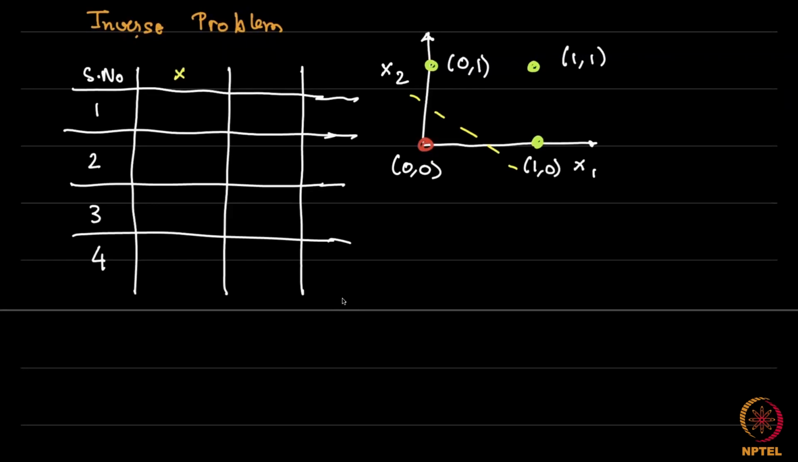So here is X. If it is 0, 0, then the output is 0. If it is 1, 0, the output is 1. If 0, 1, the output is 1. And if it is 1, 1, the output is 1. This is the ground truth. And we want a classifying line which will classify this, so that if you give any new point, let's say a point here, it can be located correctly as either 0 or 1. Now, what does this remind you of?